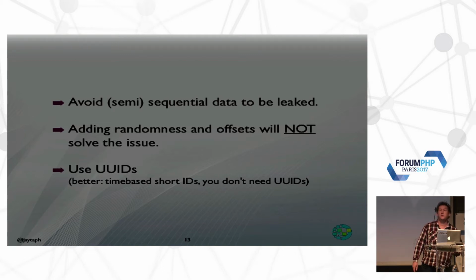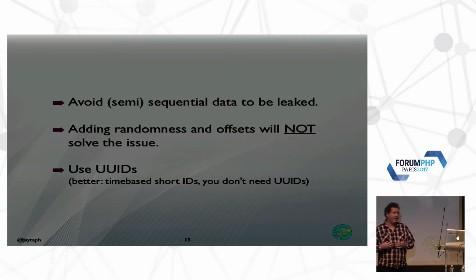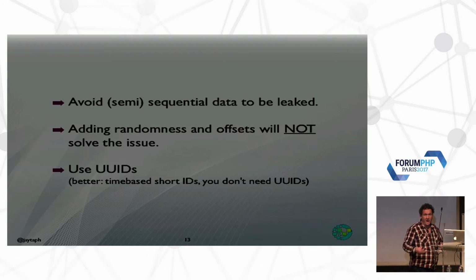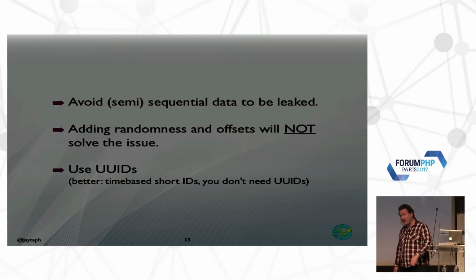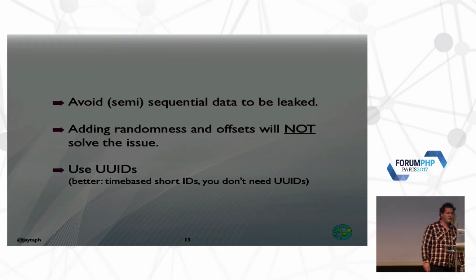One thing you can use is, for instance, UUIDs. You've probably heard of them. You can give a customer a UUID instead of exposing the primary key from your database, for instance. Actually, I don't like UUIDs for that kind of thing. I like something called short IDs or time-based short IDs, but it's pretty much the same thing.